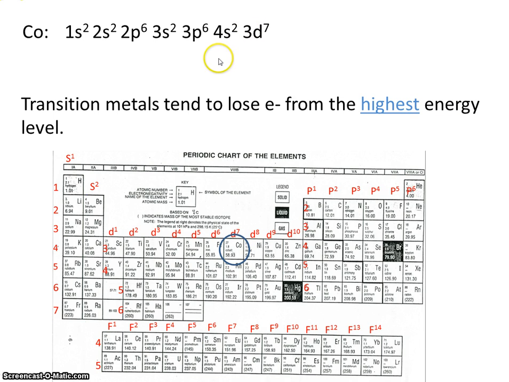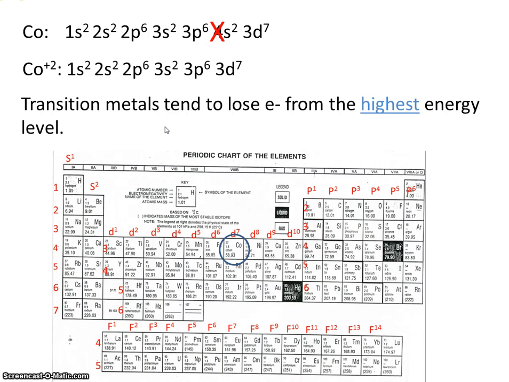The energy levels we're dealing with here are 1, 2, 3, 4. So the highest between 1, 2, 3, and 4 is, of course, 4. So when cobalt forms an ion to make cobalt-2, the 2 electrons that it loses are from the highest energy level, and that's energy level 4. So the electron configuration for the cobalt ion looks like this.